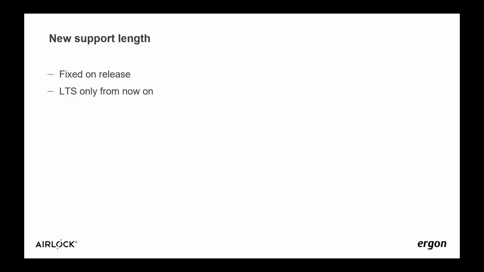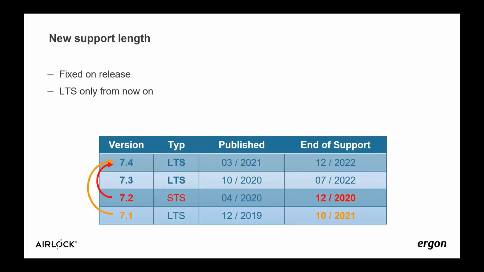The other thing we changed is that we only have long-time support versions now. We don't have these short-time support versions anymore. 7.2 was a short-time support version. This was an in-between version, which was only supported more or less to the release of the next version. So you had to update to 7.2 and then move on to 7.3, because the support was already more or less over when 7.3 came out. So we stopped those versions.